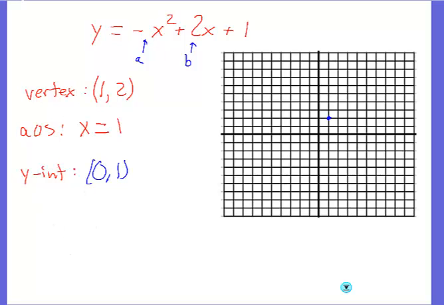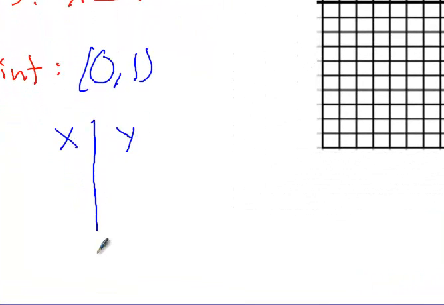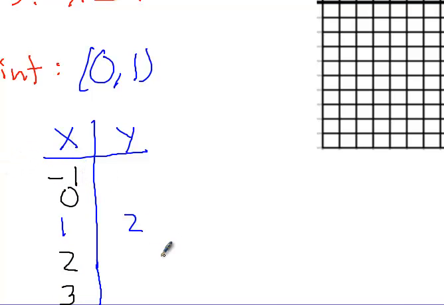And the last thing we have to do to graph this is get some other points. Okay, so what you want to do is put your vertex in the middle. So I'm going to put it here. What we need to find is 2 points higher than 1, so let's do 2 and 3. And then 2 points lower, so let's do 0 and negative 1.